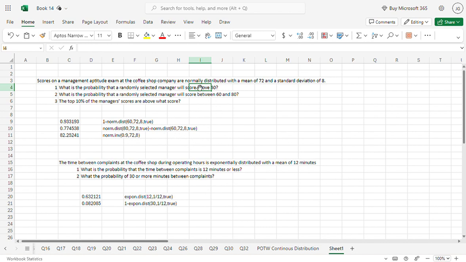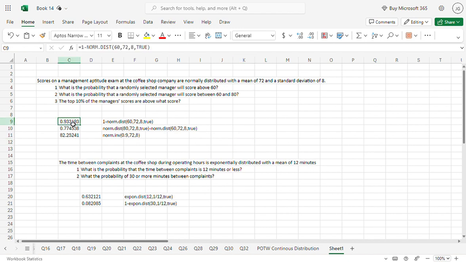We have an example, the coffee shop with the management aptitude exam. We are given a normal distribution, the mean is 72 and the standard deviation is 8. The first question they're asking is: what is the probability that a randomly selected manager is going to score above 60? So to solve this, it is an above.